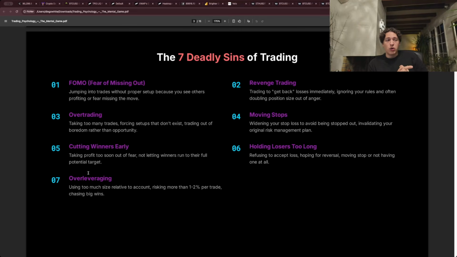Then holding losses too long, okay? So refusing to accept the losses, hoping for reversal, moving stop, or not having one at all. That's completely bullshit. You guys can do that. This is crazy. And then over leveraging, okay? We will do a little course on leverage right now.